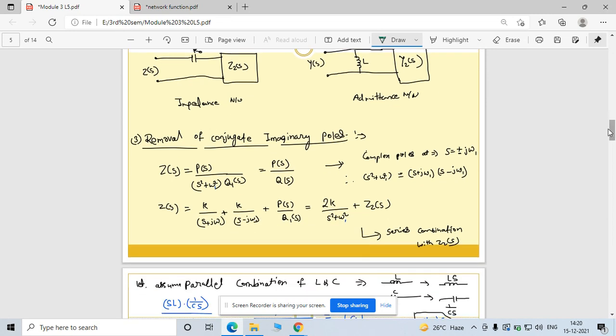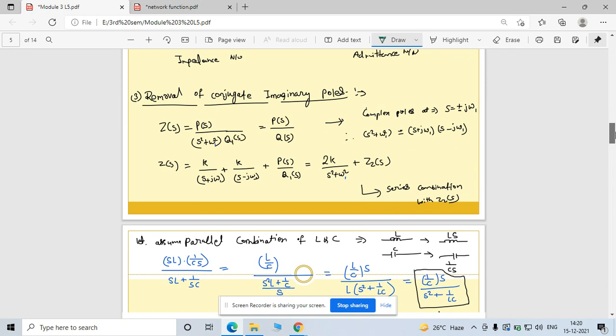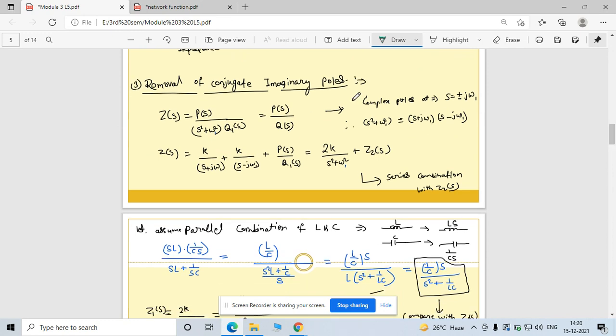Third one is removal of conjugate imaginary poles. So here you are going to remove the conjugate imaginary poles. Now for any function you can define it in P by Q format, right? So this is your standard format, P by Q format. But the denominator Q(s) you can also represent as s square plus omega 1 square into Q1(s). You have to just factorize that denominator in terms of its imaginary conjugates.